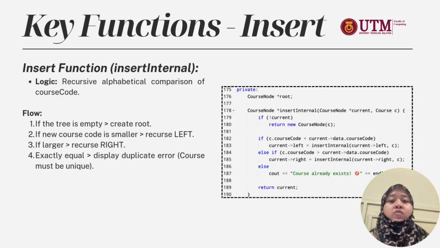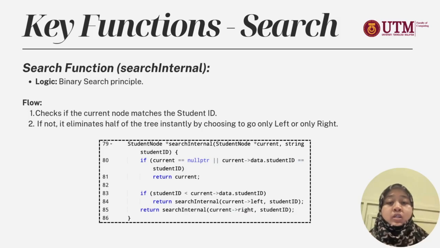The same goes for the insert function for the course code. Similar logic, similar flow, and if the course already exists, an error message will appear saying the course already exists, as shown in the code above. Next, the key function, search for student. Binary search principle: we check if the current node matches the student ID. If not, we eliminate half of the tree instantly by choosing to go only left or only right. We can see the coding here.